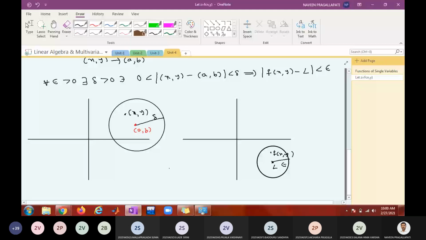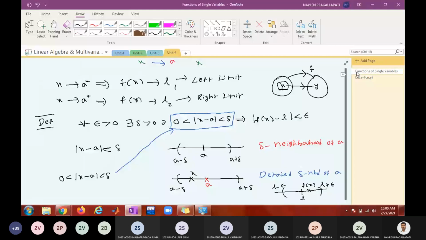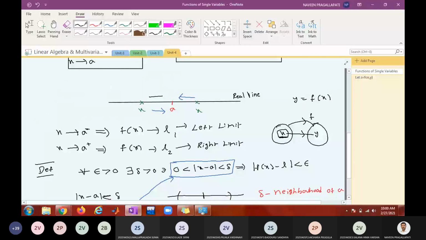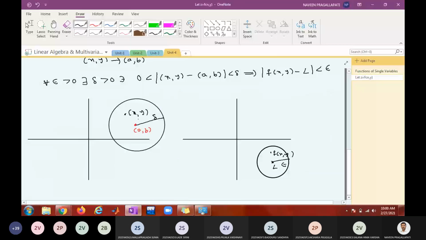At present we have only the usual distance. So now the point is, how many limits will exist? In this case, only two limits, because x can approach a from the left hand side and from the right hand side. Therefore, you have a left limit and a right limit. Whereas here, the point can be anywhere around (a, b). So in how many ways can the point (x, y) approach (a, b)? This is one way. This is another way. How many are there?